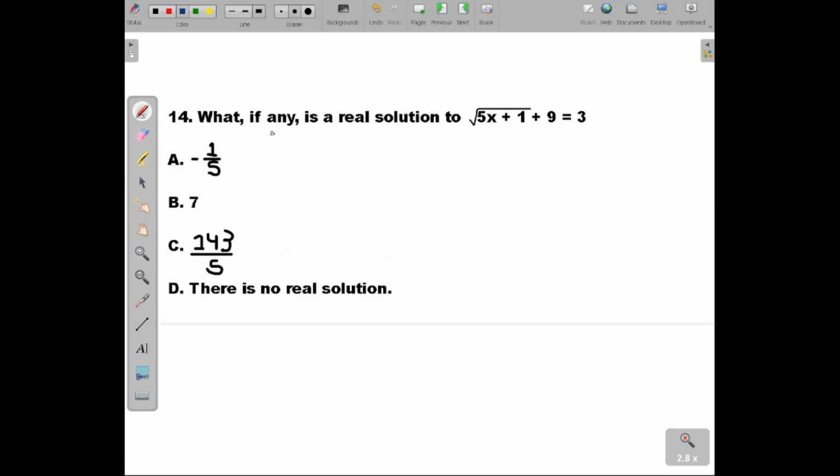Number 14. What, if any, is a real solution to the square root of 5x plus 1, plus 9 equal to 3? If we want to find a real solution, that means that the radical has to be negative. And it's a square root, so there is no negative square root.